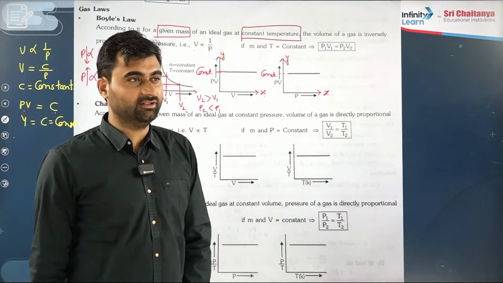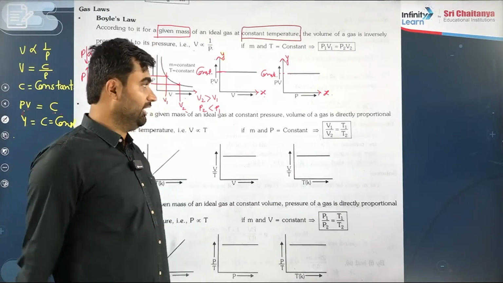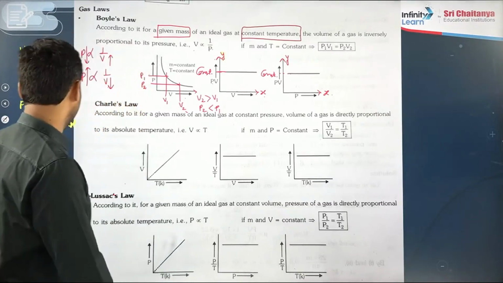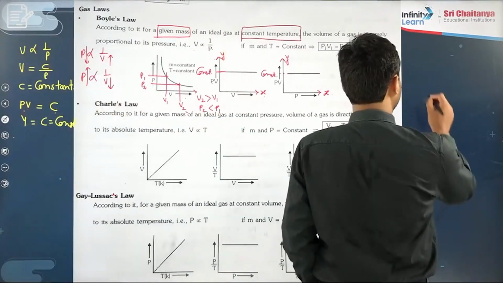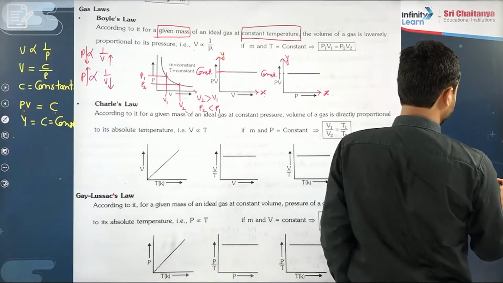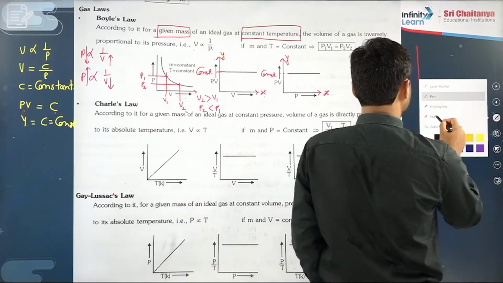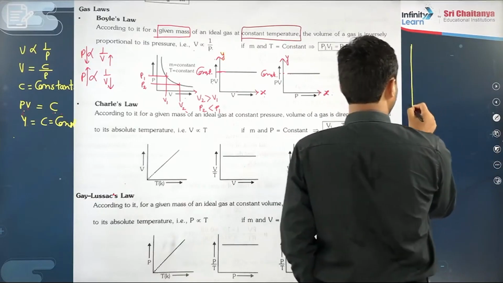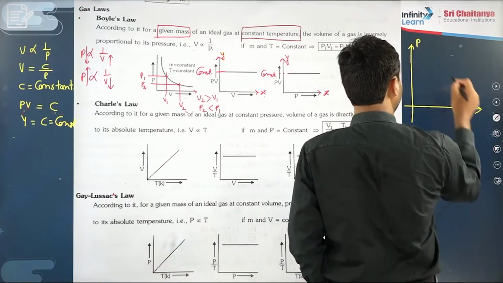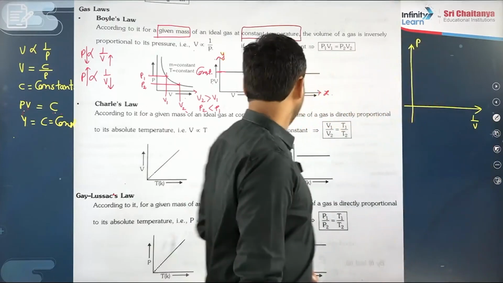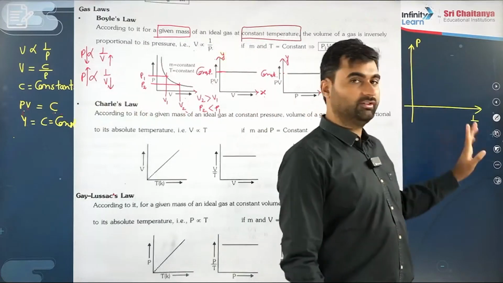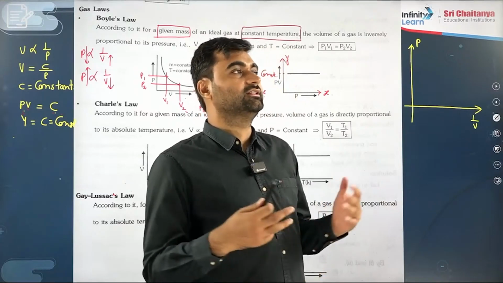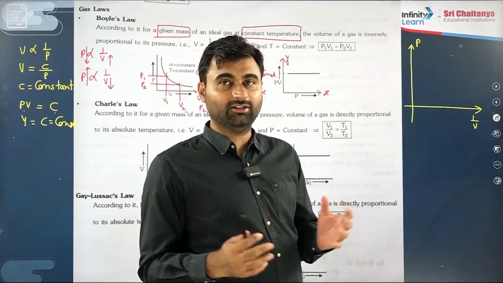Now one question for you. Can you draw a graph between pressure and 1 by V? What I am asking is the graph between pressure and 1 by V, not V. Here V is there, now I am asking pressure and 1 by V. Can you draw the graph? You can send your response. Someone says it will be a hyperbola, parabola like this.